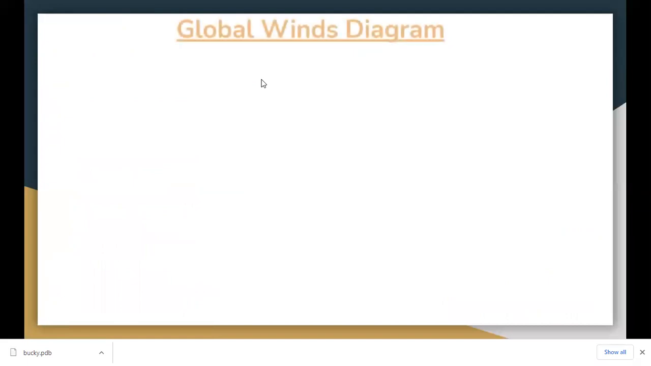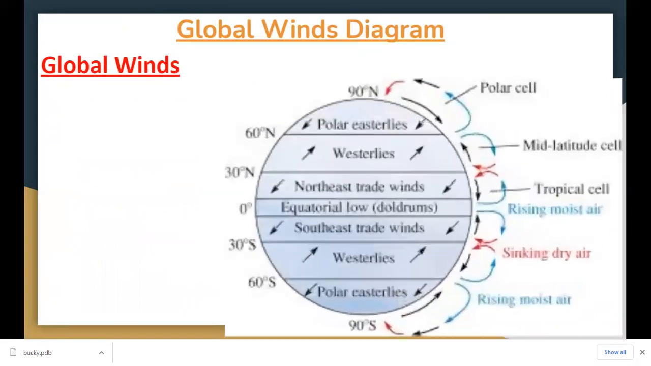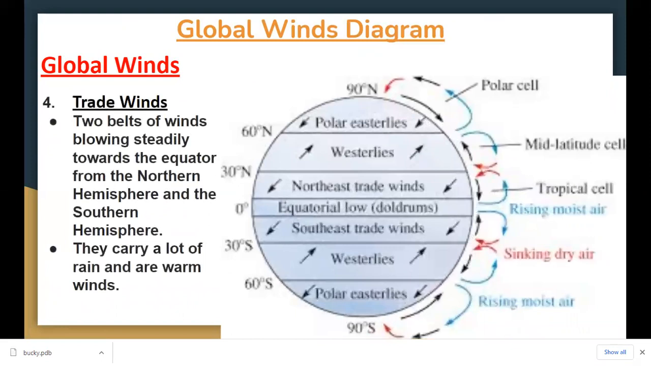The fourth type of global wind is called the trade winds. These are two belts of winds blowing steadily towards the equator from the northern hemisphere and the southern hemisphere. Both blow towards the equator. They carry a lot of rain and they have warm winds. This is where a lot of storms will occur. These are the trade winds right there.